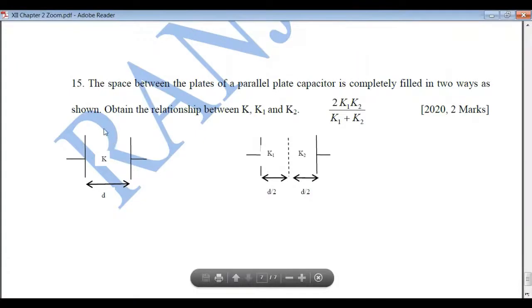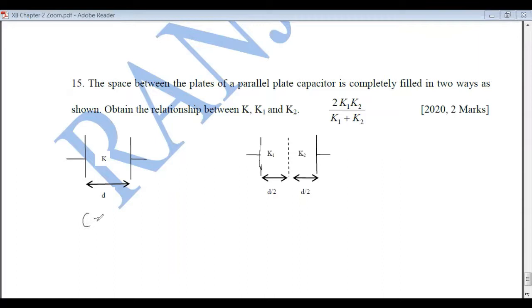Okay, then question number 15: the space between the plates of a parallel plate capacitor is completely filled in two ways as shown in the figure. Obtain the relation between K, K1 and K2. Now here we see that in the first figure, there is only one single capacitor in which a dielectric medium is there, whose dielectric constant is K, and the separation between the plates is D. So we know that the capacitance of this capacitor is equal to A K epsilon naught upon D.